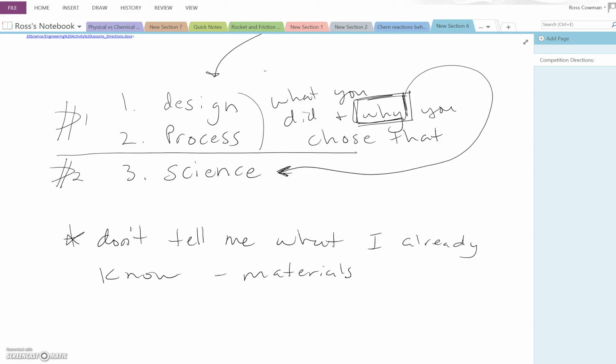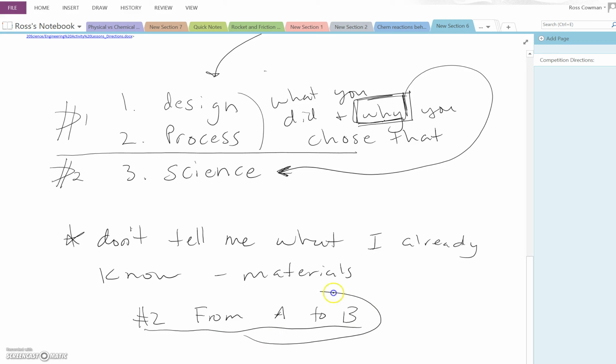That's going to be the same for everybody. The only one that this doesn't apply to is number 2, which is from A to B. This one is the engineering one where you have to move an object from the floor to the seat of a chair using any materials that you want. That's the only one where it makes sense to describe what materials you used, because the materials that one group used are going to be totally different from the materials that another group used because of your own individual design choices. So just a reminder to not tell me what I already know, specifically related to materials.